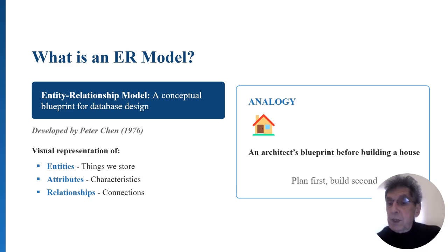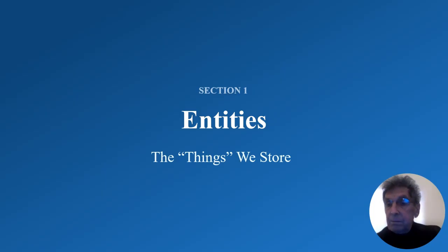Third, how things relate to each other. We call these relationships. A patient has visits. A provider conducts visits. A visit results in diagnoses. Think of it like an architect's blueprint. Before you pour concrete and frame walls, you need a plan showing where rooms go, how they connect, where the plumbing runs. An entity relationship diagram serves the same purpose for the database. You wouldn't build a house without blueprints, so don't build a database without an entity relationship model.